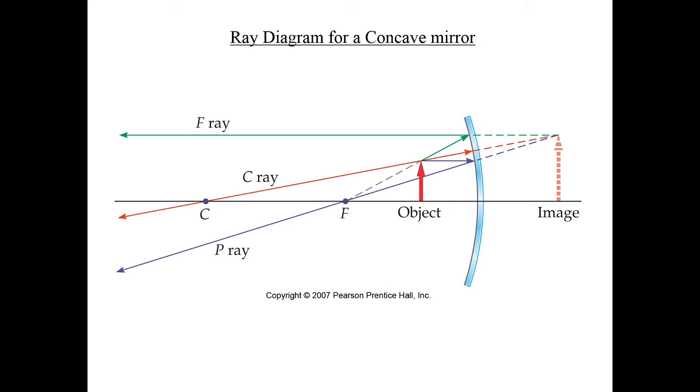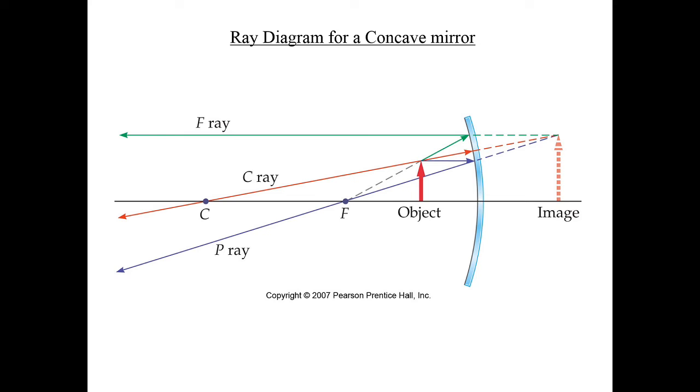The focal ray, we start at the object, and the light travels on a line that goes through the focal point and the object and then hits the mirror. Once it hits the mirror, it becomes parallel, and so that confirms that that's the F ray. And the C ray travels through the center of the radius, so the C point, and then it travels through the object and then to the mirror. So notice that there the reflection is straight through the C point and back again, so it's really just sort of one ray.